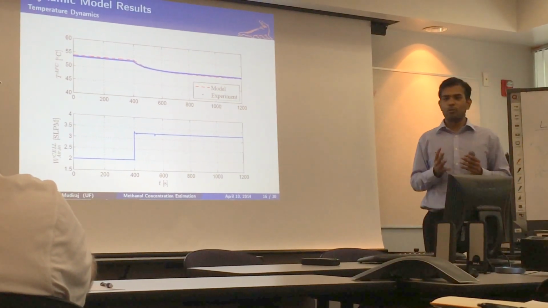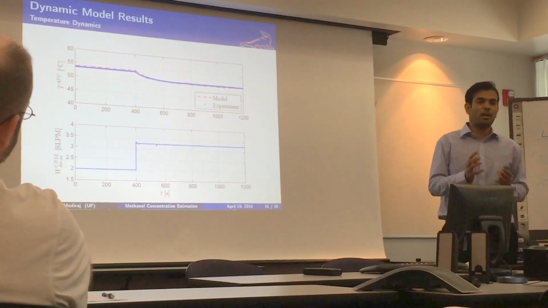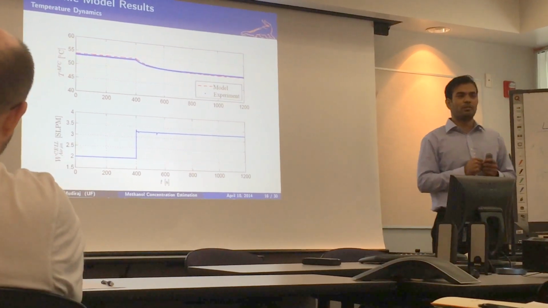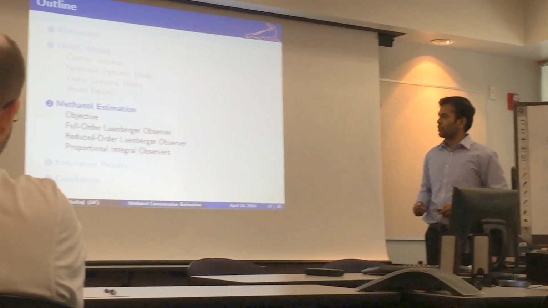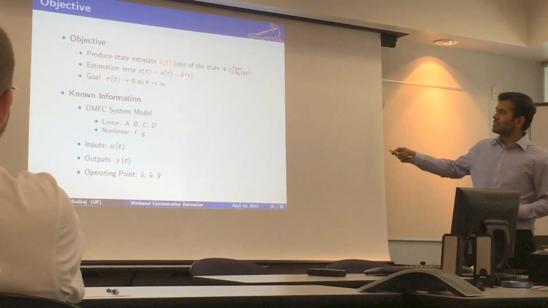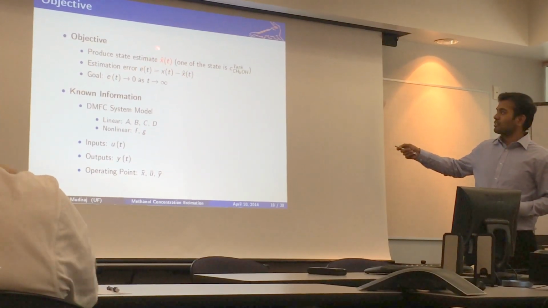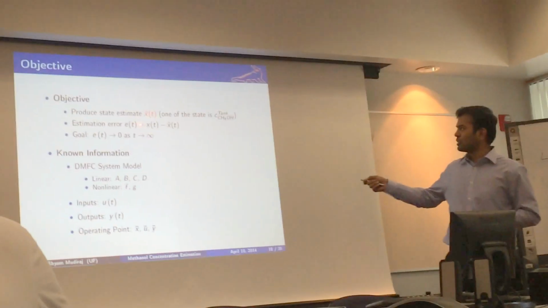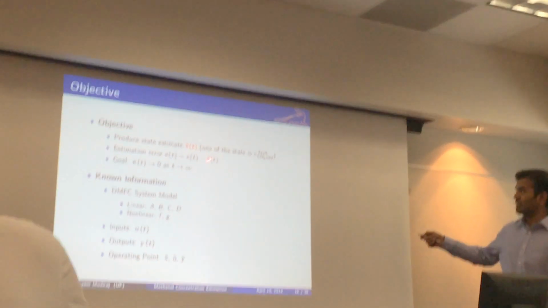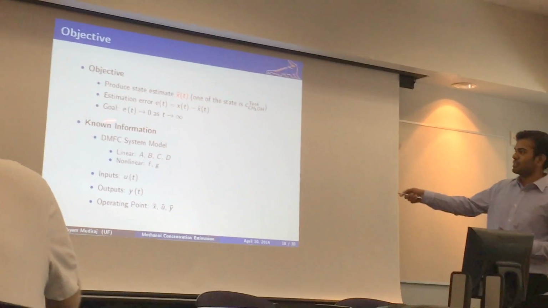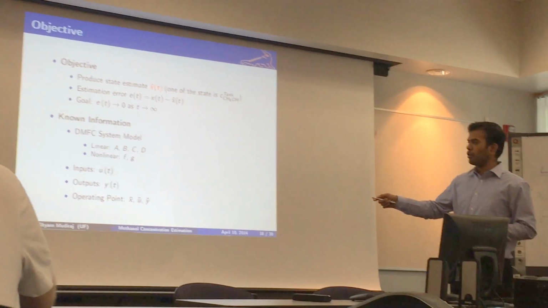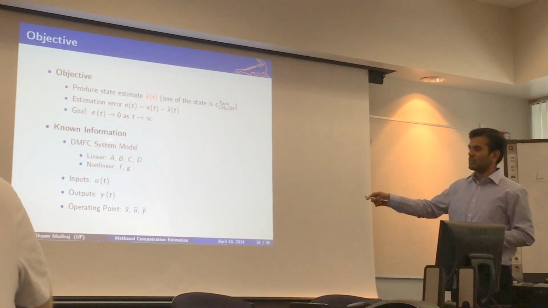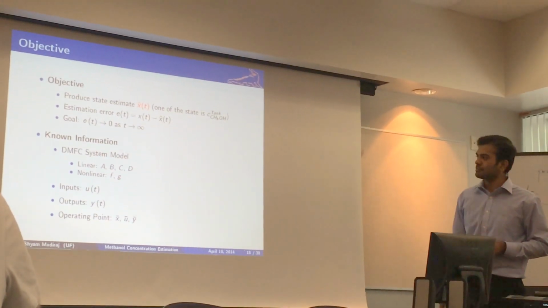So now that we have some confidence in our model, let's see how this model can be exploited for the purpose of estimation. Our objective is to estimate this state x, where one of the states is a concentration, and we need to make sure that the error between the actual state x and the state estimate x hat goes to 0 with all the information that we have. Most important of all is the model information, that is the ABCD matrices.